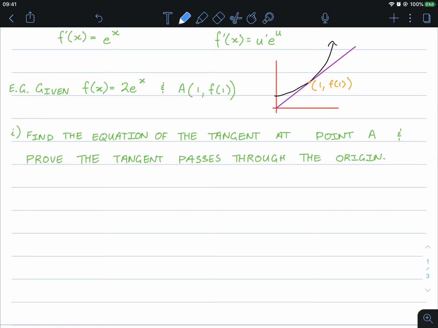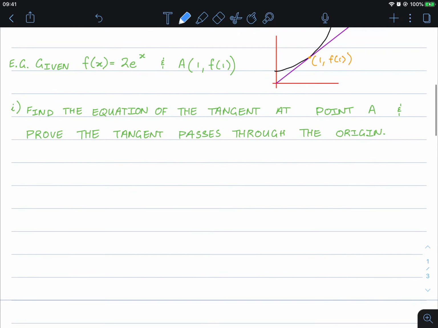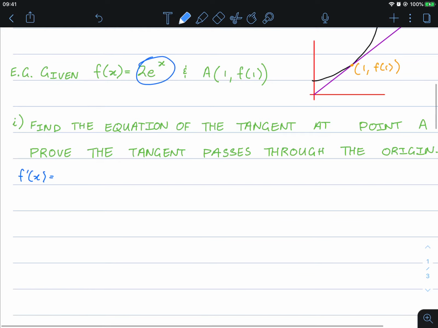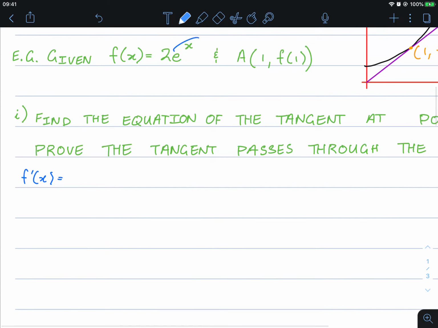Before we prove it, we need to find the equation. To do that, we need the derivative. So if we have f prime of x, that's going to be itself times the derivative of the power. The derivative of x is 1, and we need to multiply that by the coefficient that's already there.